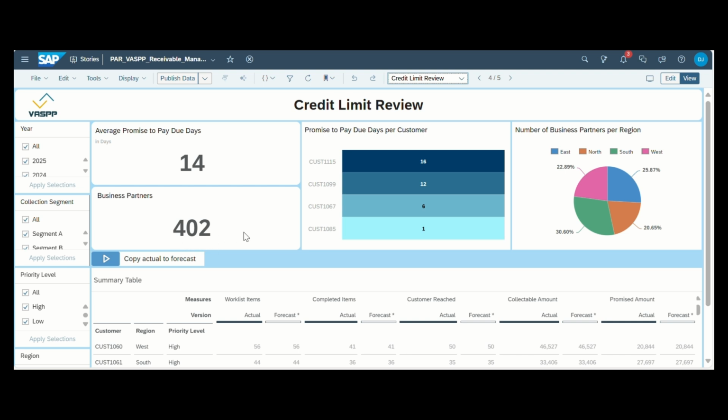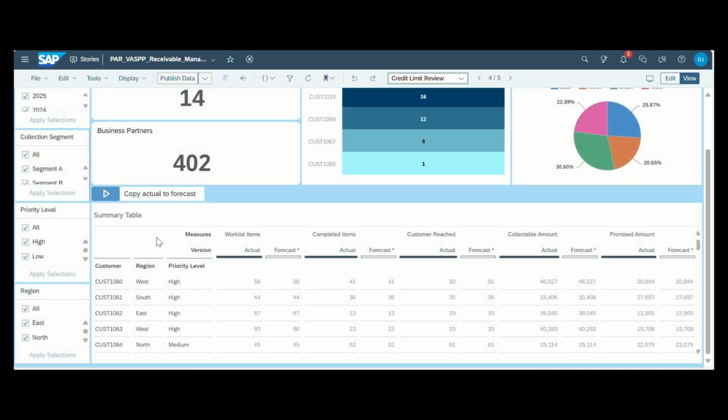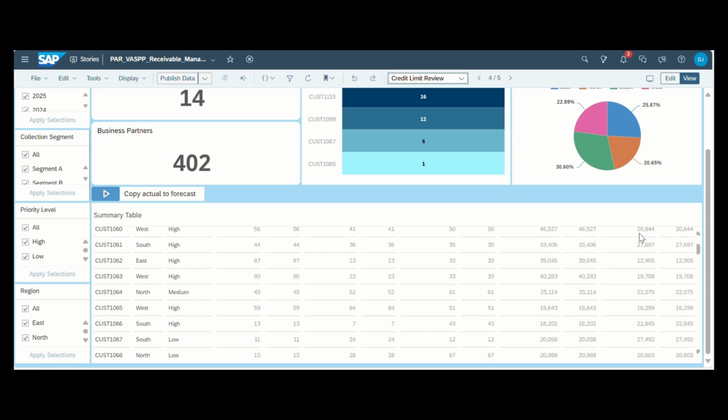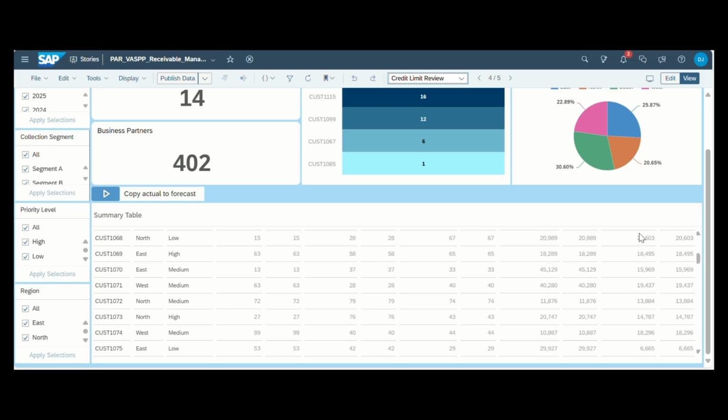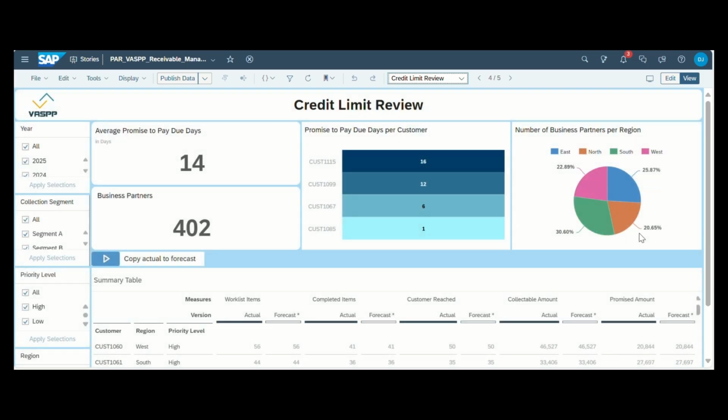Visuals here deepen the story. Due days per customer helps spot chronic delayers. Business partners per region reveals customer density geographically. And a summary table ties everything together. Actuals versus forecast across key KPIs: worklist items, completed items, customer reached, collectible amount, and promised amount. This gives you a strategic snapshot, allowing drill down by high-priority accounts, underperforming regions, or collection variants.